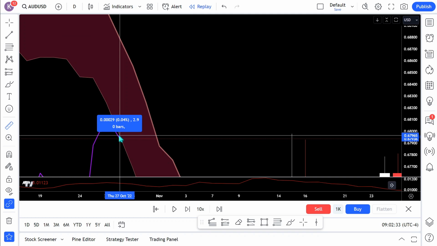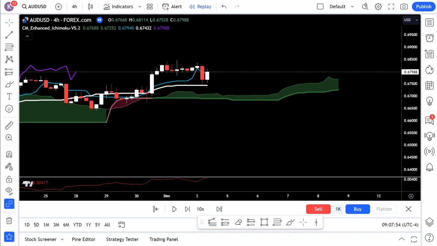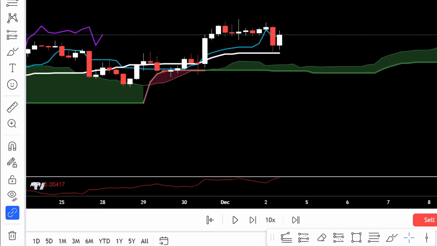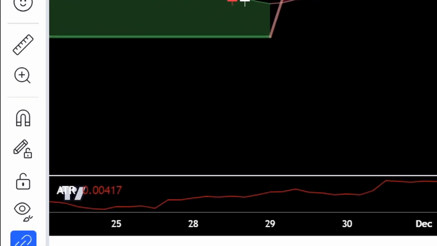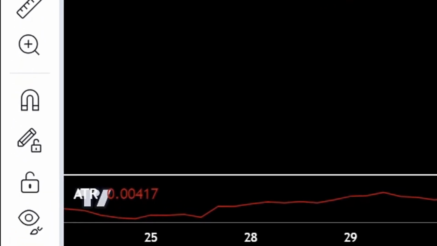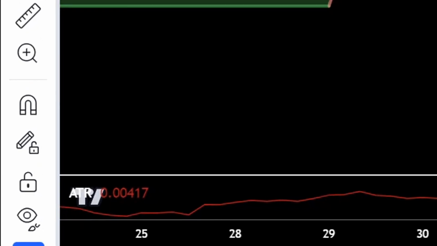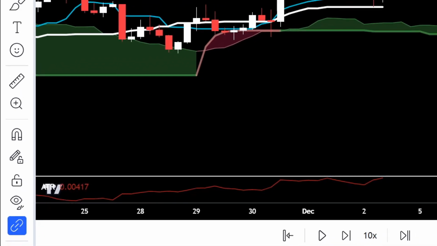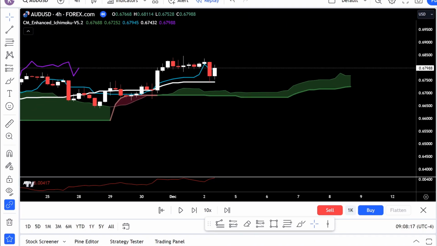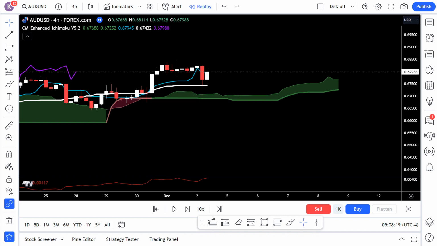So here the lagging is 0.00029 or 2.9 pips away. If price moves straight up, we want to know how many candles it'll take for the lagging span to hit the cloud. The way we're going to do this is by using the ATR indicator. Here the ATR is giving us a value of 0.00417 or 41.7 pips. During any given 4-hour period, AUD US dollar moves up or down 42 pips.